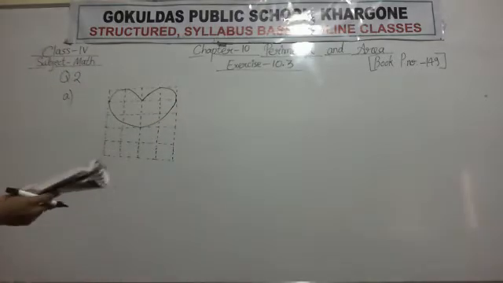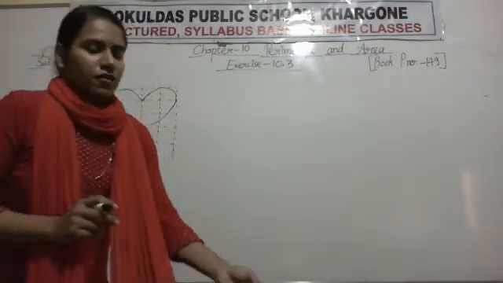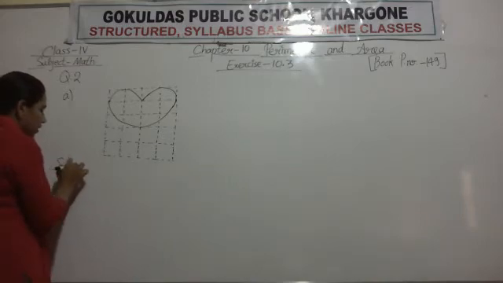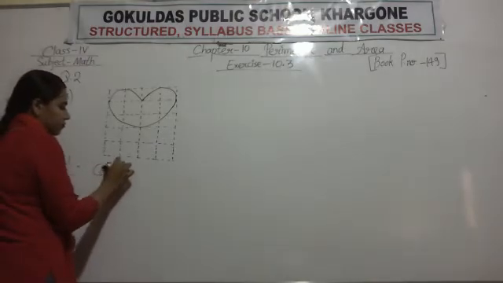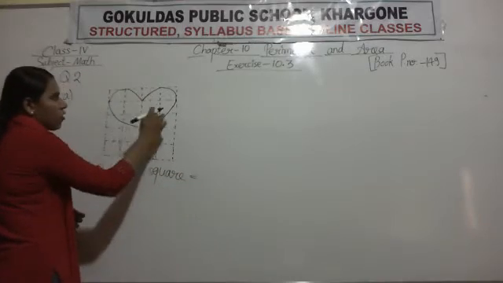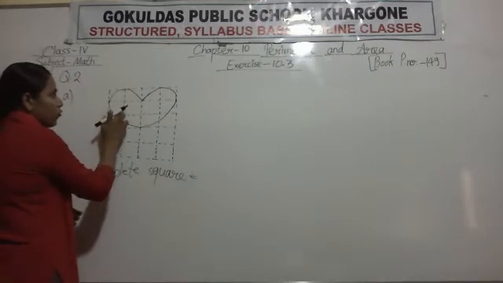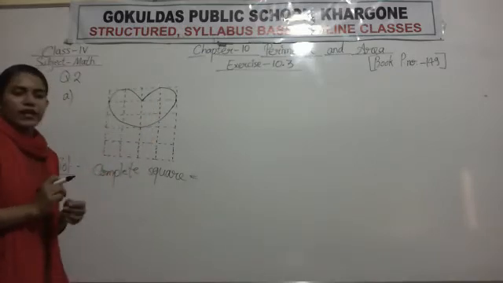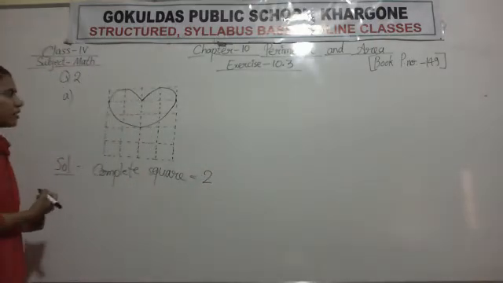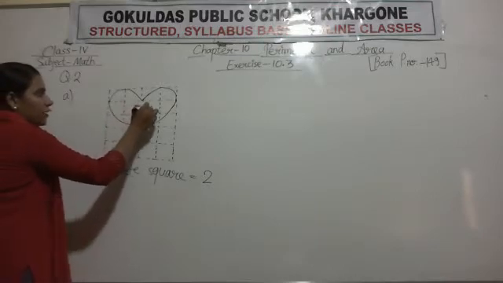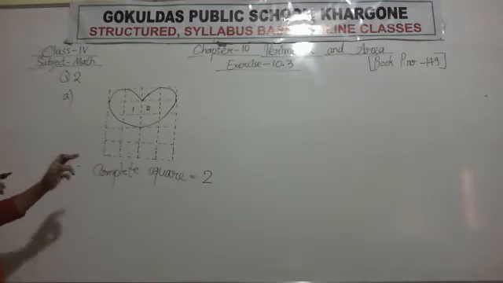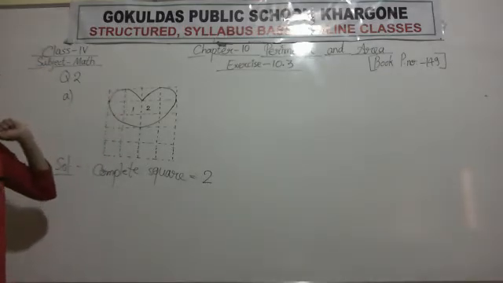The first given figure is a heart shape and we want to calculate its area. First of all, we will count the complete squares. How many complete squares are inside the heart shape? Let us count. 1 complete square, 2 complete squares. Only 2 complete squares are here. Now count the squares which are covering half or more than half area.